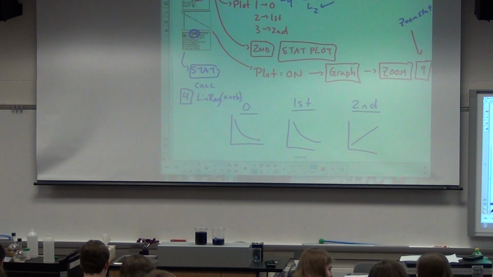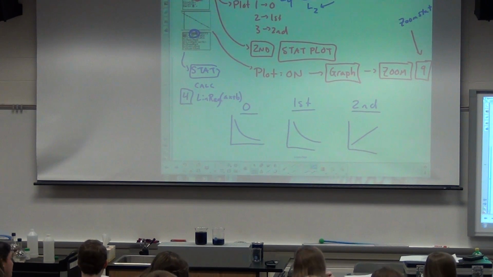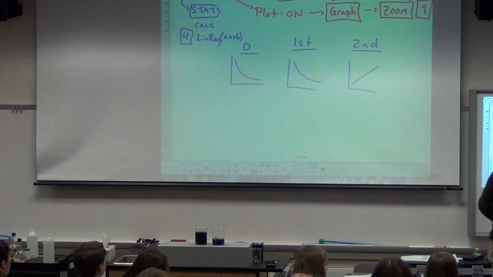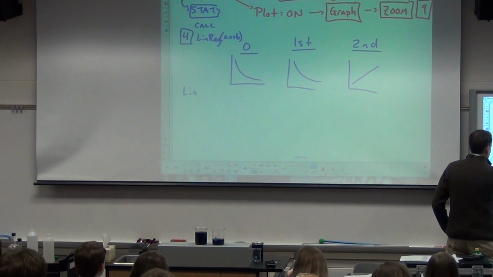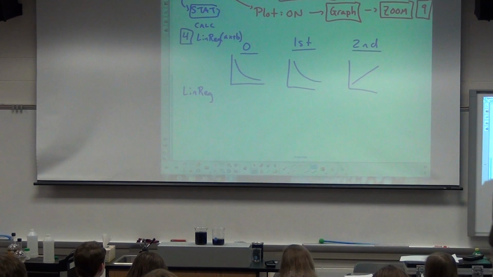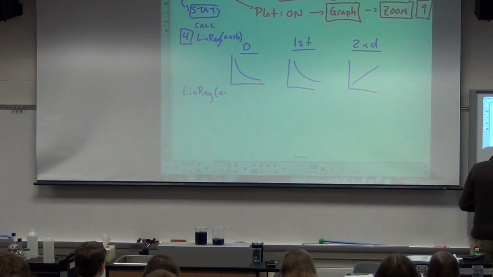Now, if you have a plus, this is amazing because you can't make a mistake on this. It will actually ask you to type in your L1s and your L2s and all that. But if you don't, you hit CALC, you hit 4, and then this is the problem. This is the hardest thing to remember. It says, literally, LinReg. This is what it says for me.